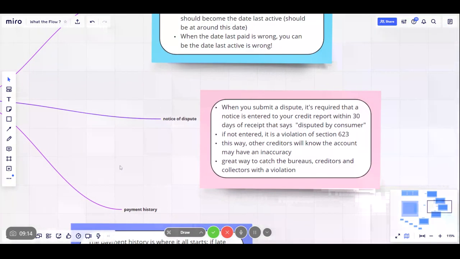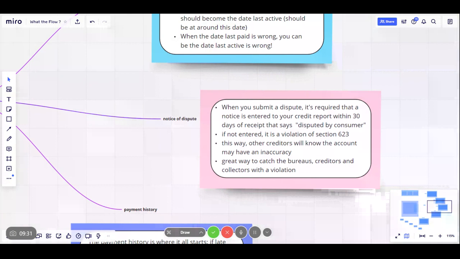Now, when you submit a dispute, it's required that a notice is entered to your credit report within 30 days of the receipt that says "disputed by consumer," right? So if it's not entered, then it is a violation of Section 623. In this way, other creditors will know that the account may have an inaccuracy.